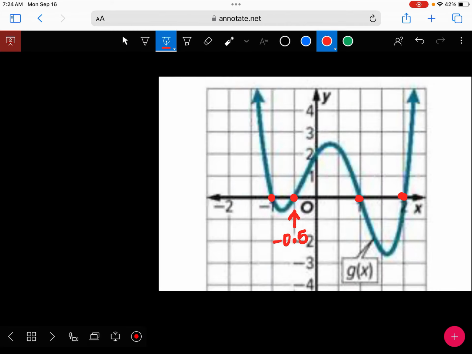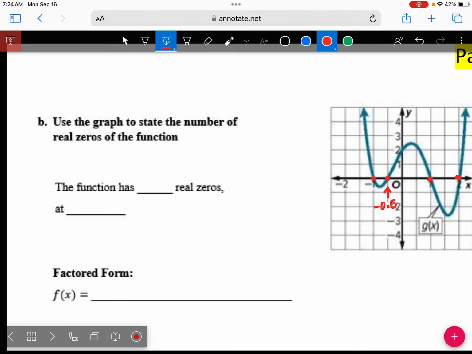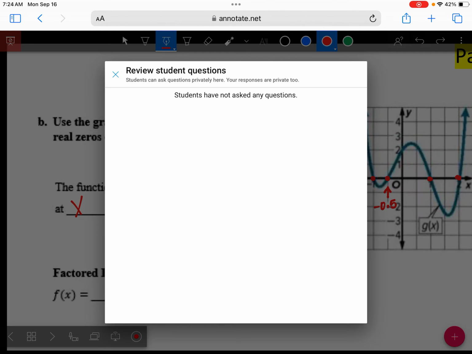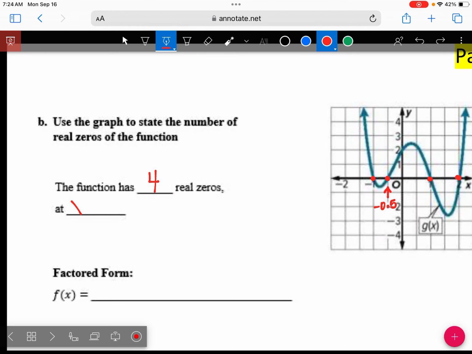So our 4 solutions would be at, we have 4 solutions, and it's at x equals -1, negative 0.5, positive 1, and positive 2. So you have to make 4 parentheses now, because there's 4 zeros. X goes in the front of each one.